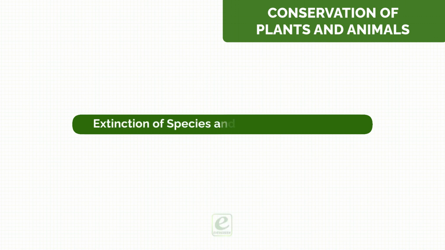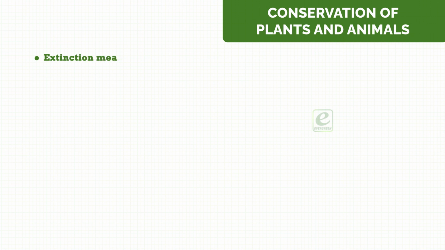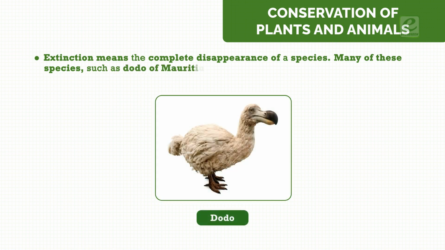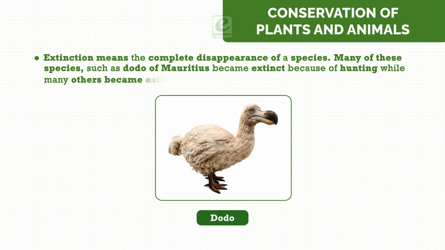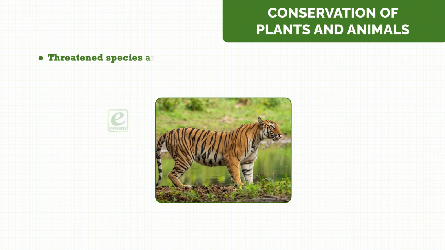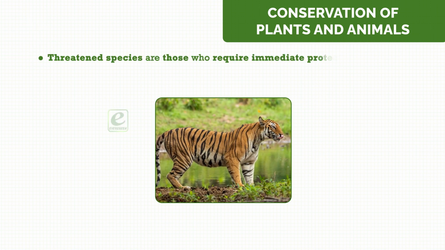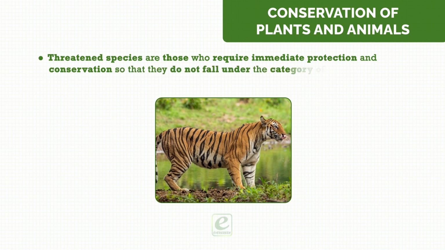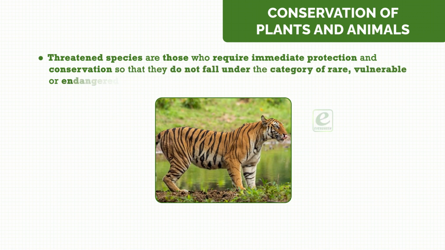Extinction of species and threatened species. Extinction means the complete disappearance of a species. Many of the species, such as the dodo of Mauritius, became extinct because of hunting, while many others became extinct when their habitat was destroyed. Threatened species are those which require immediate protection and conservation so that they do not fall under the category of rare, vulnerable, or endangered species.